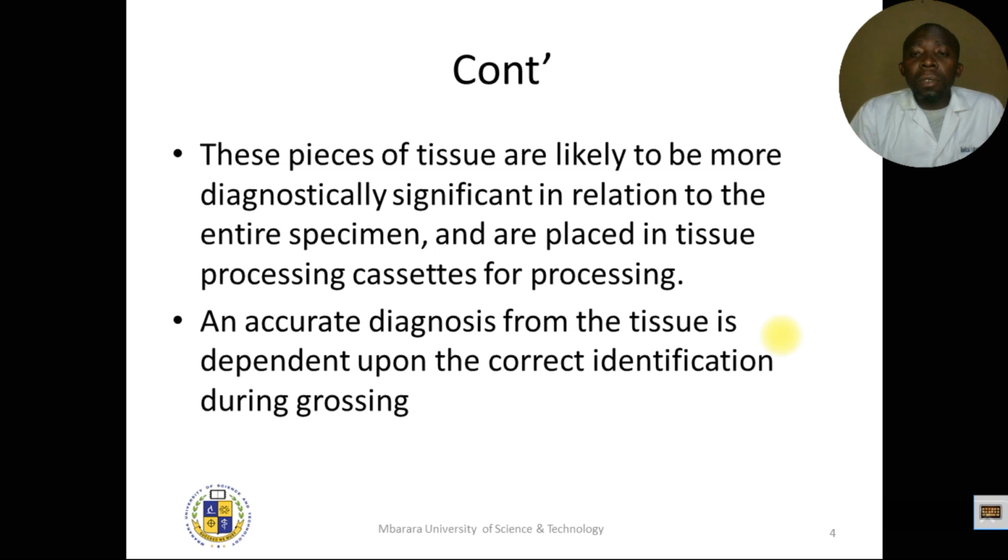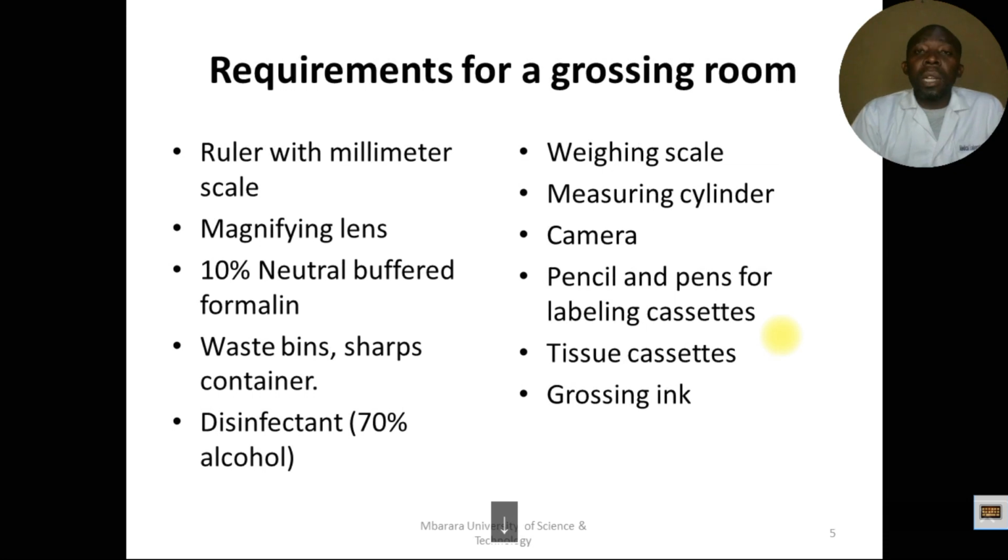So an accurate diagnosis from the tissue is dependent upon the correct identification during grossing. That's why we need some technical competence when we are carrying out grossing, because if we pick a part of the tissue which is not diagnostically important, then we may miss out and have a false negative result, claiming the patient doesn't have cancer, when during grossing we actually picked out part of the tissue which was not very diagnostically important.